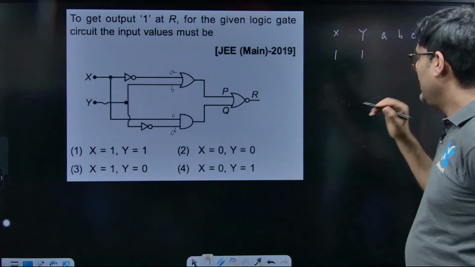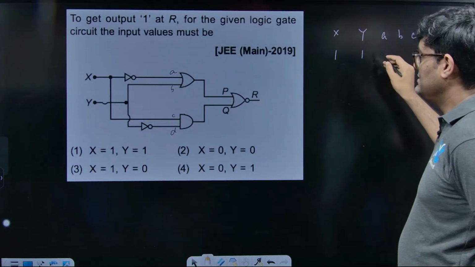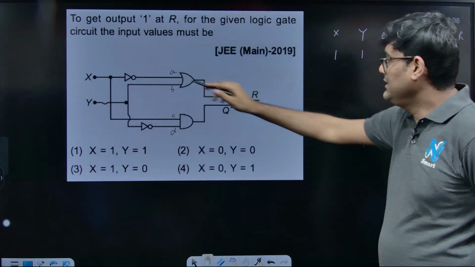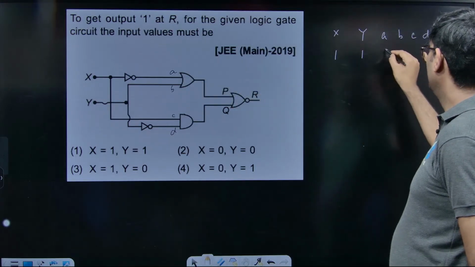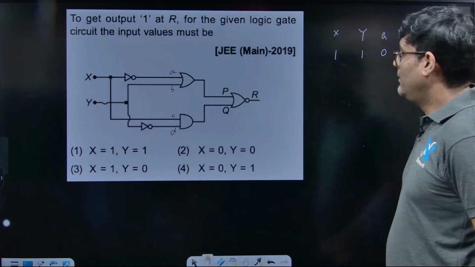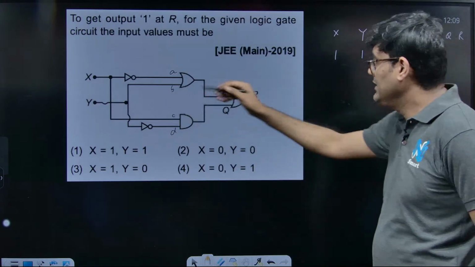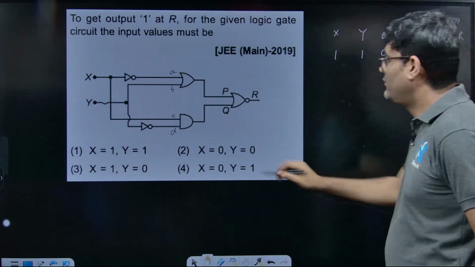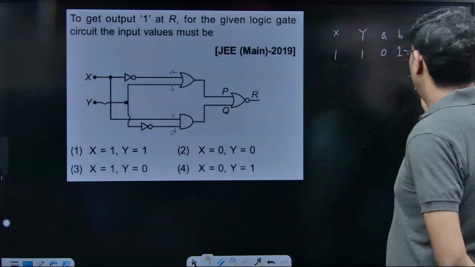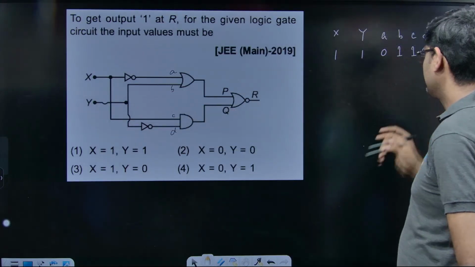Suppose x is 1, y is 1. So what is the value of A? A is opposite of x, means 0. What is the value of B? B is the same as y. What is the value of C? Same as x. What is the value of D? Opposite of y.